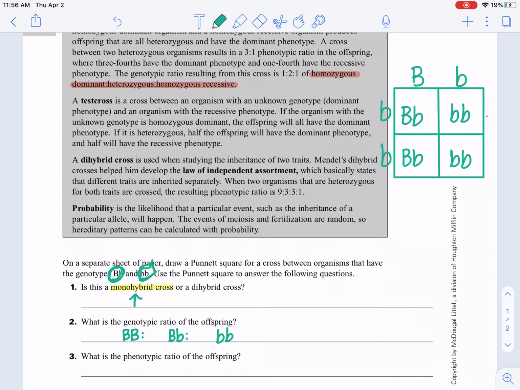Once I do that, I'm only looking at the inside to figure out the ratio. This is a probability. It does not tell you that 1 out of 4 kids. It's going to tell you 1 out of 4 chances for each kid. So make sure you understand that.